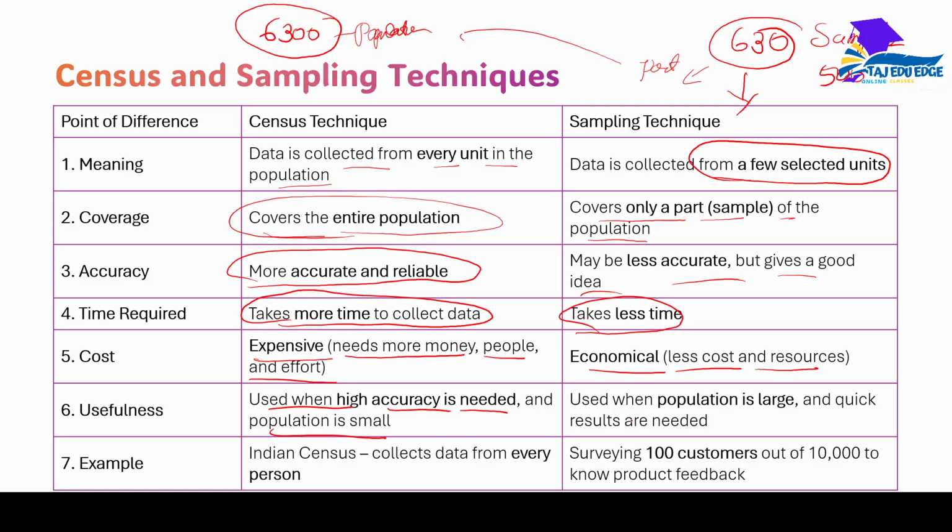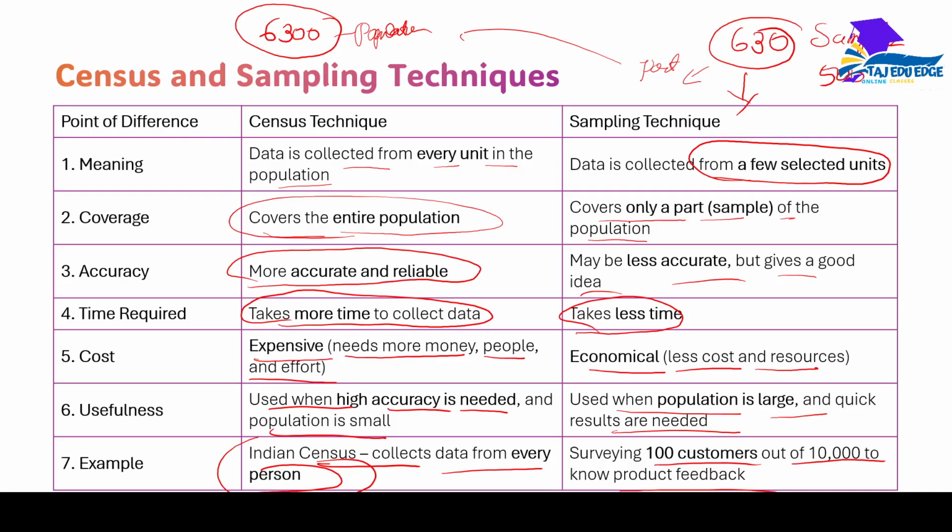But when it comes to sampling, it is used when the population is large and quick results are needed. The population is very high, but we need the results quickly in a shorter period of time. That's why the sampling technique is useful. Example here: the Indian census collects the data from every person. That's an example of census. Whereas surveying 100 customers out of 10,000 to know the product feedback is an example of a sampling technique.